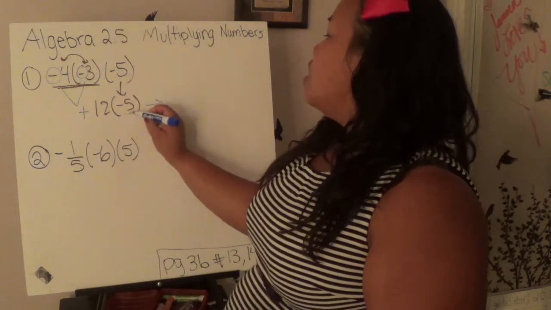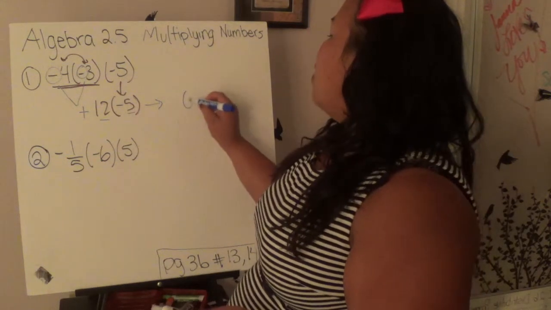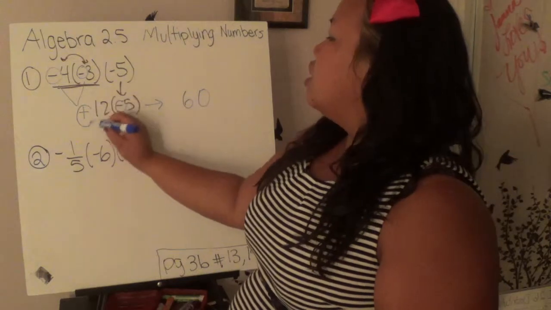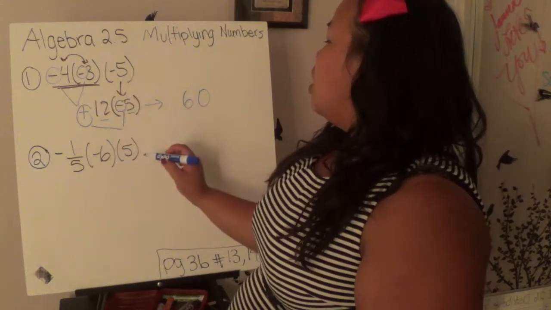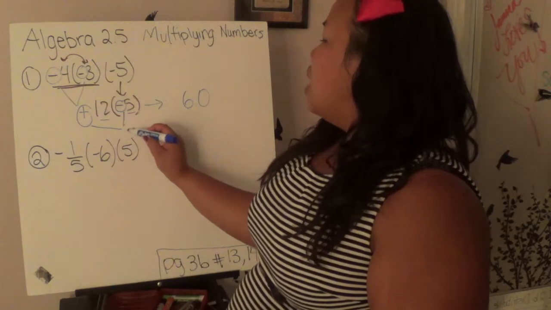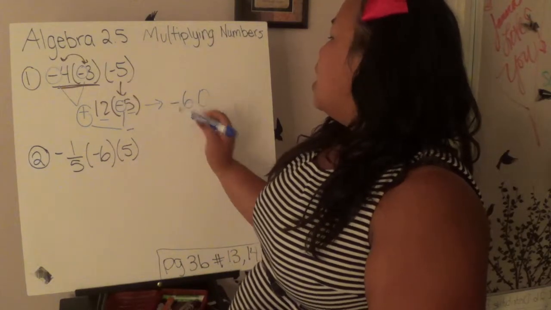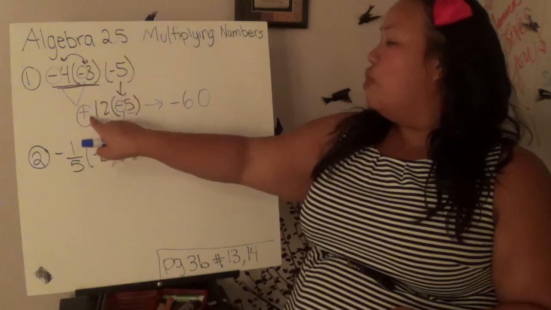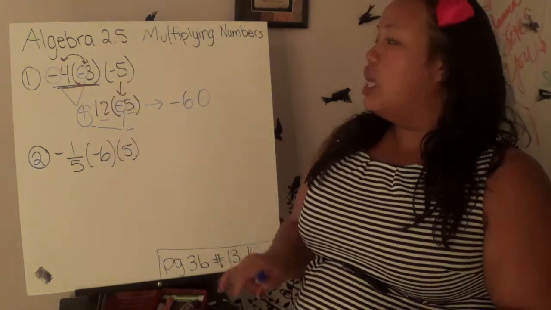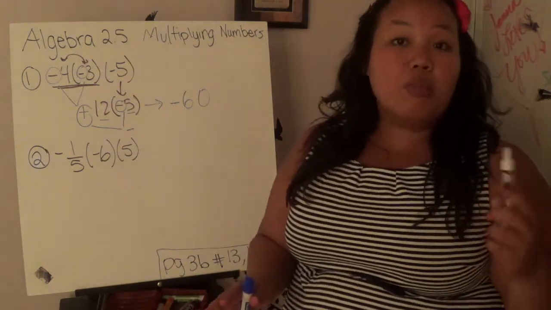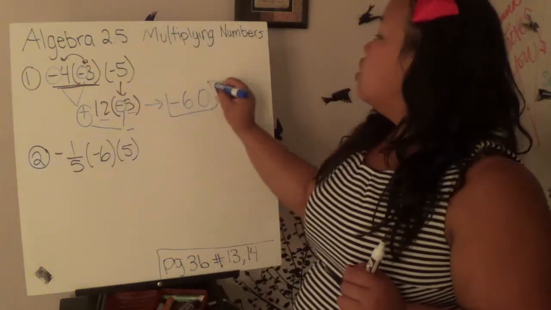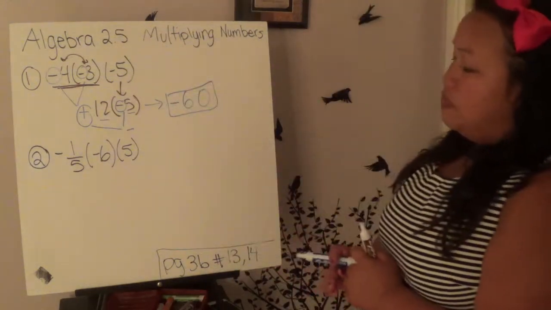So again, let's just focus on the numbers. 12 times 5 is 60. And then here I have a negative and a positive. Since I have it different, I'm going to end up with a negative. Okay, so this would be a -60. Two negatives give me a positive and a negative gives me a negative. Now the only time it stays the same is if I'm multiplying what? Two positives together. So in this case my answer is -60.